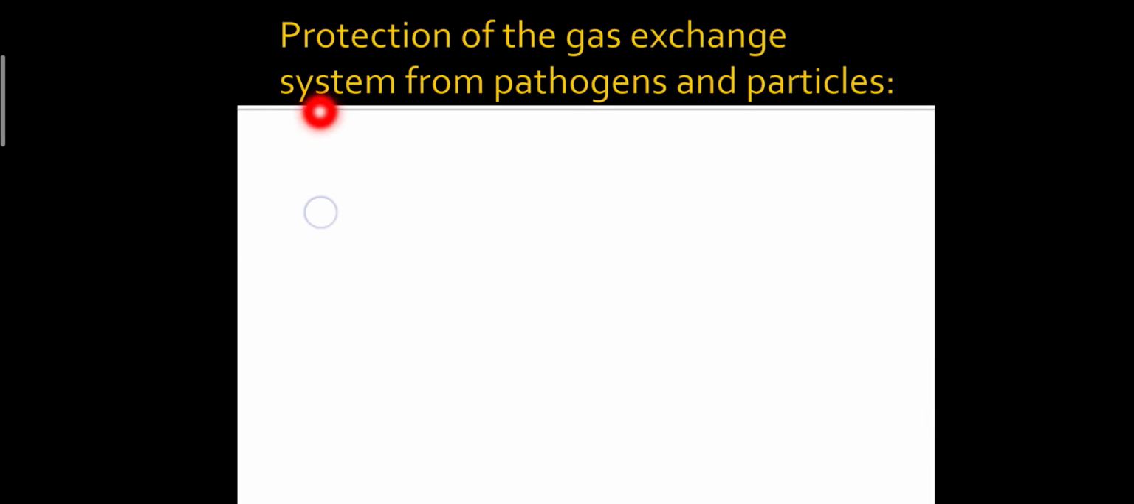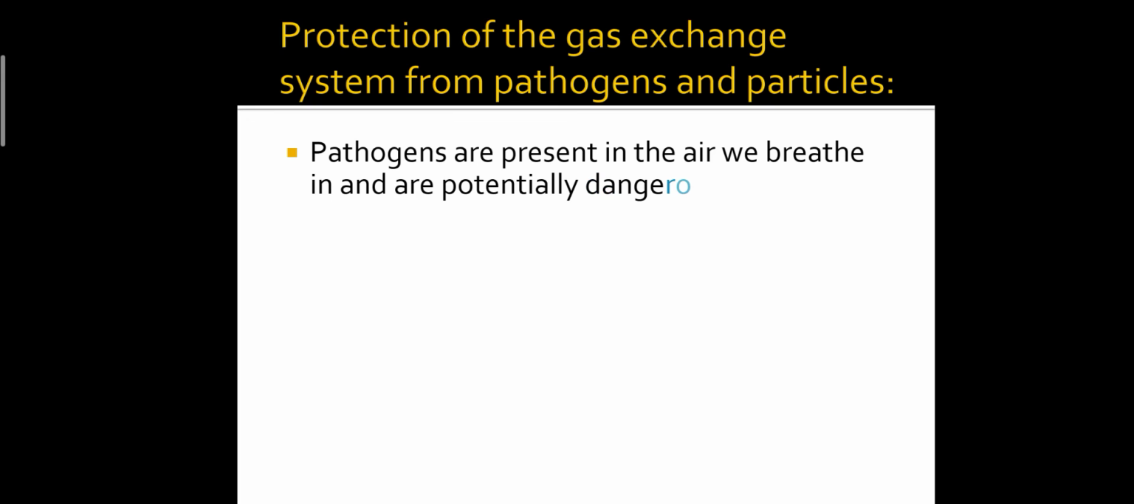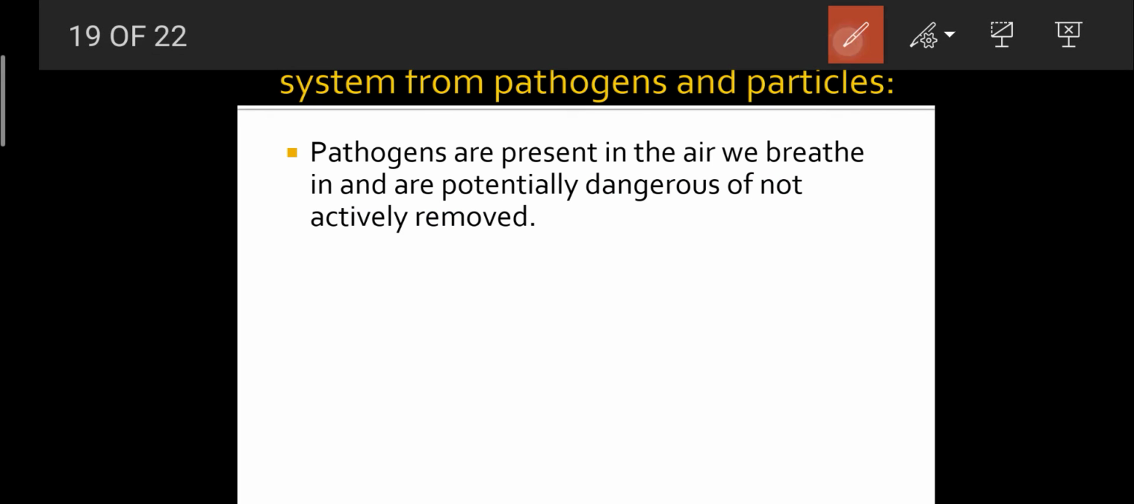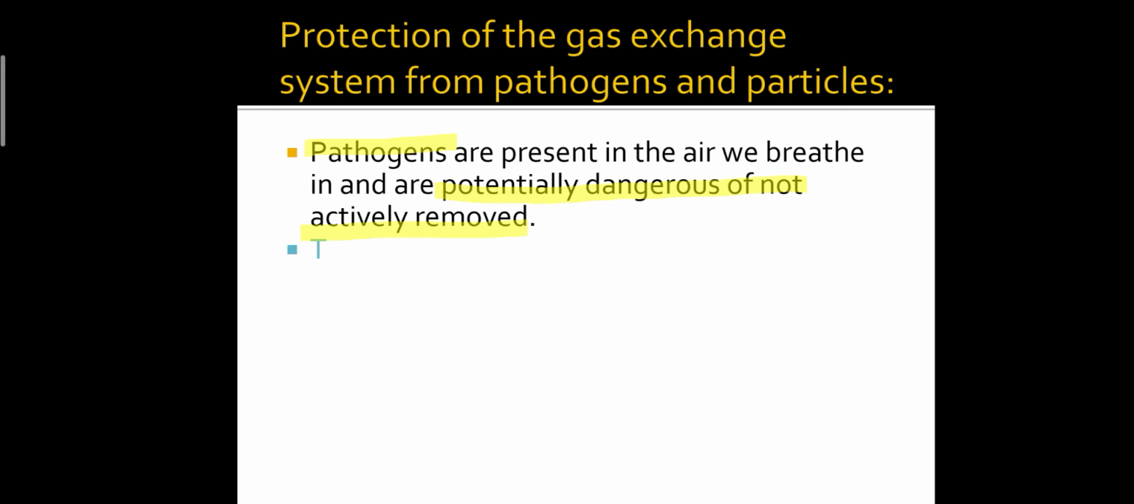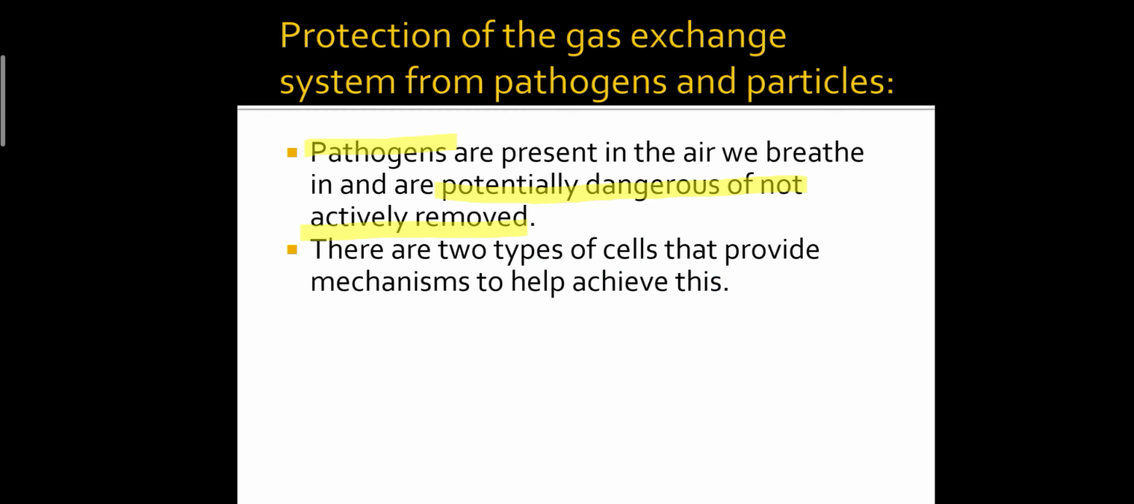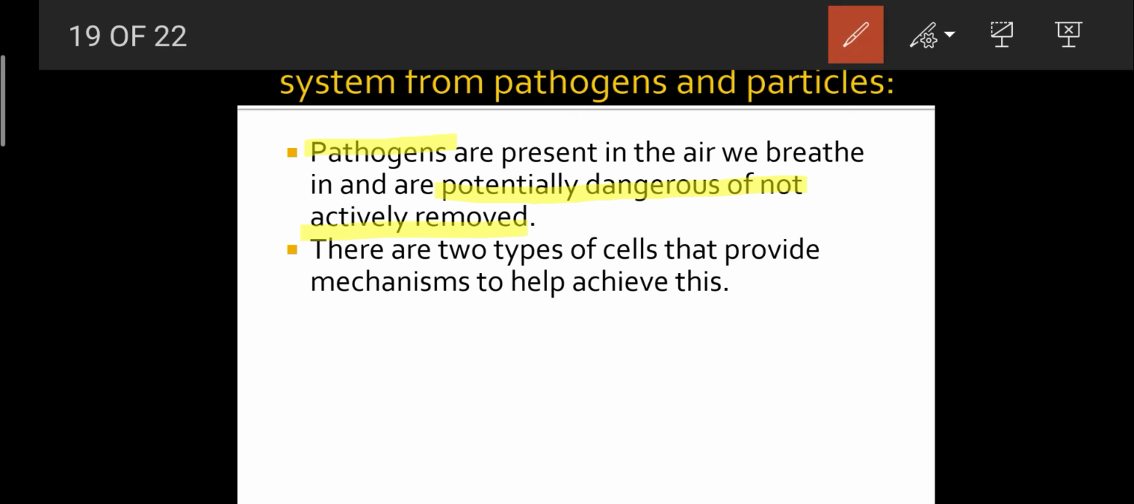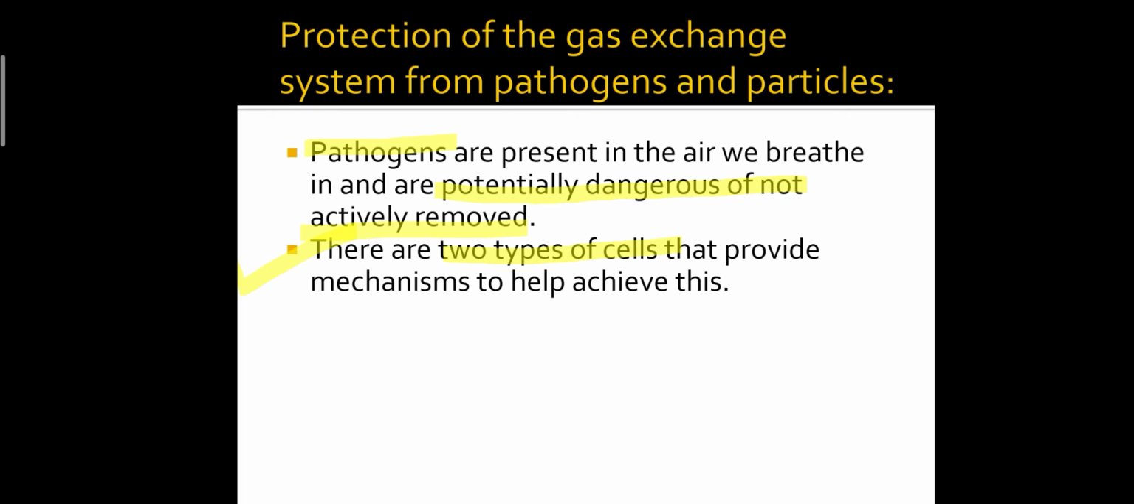Now we will discuss the protection of the gas exchange system from pathogens and particles. Pathogens are present in the air we breathe in and are potentially dangerous if not actively removed. There are two types of cells that provide mechanisms to help achieve this. Now we will discuss these two types of cells.